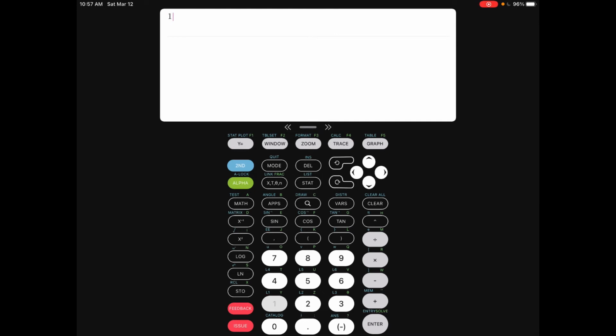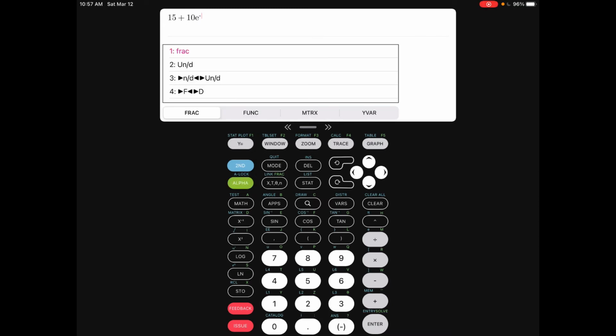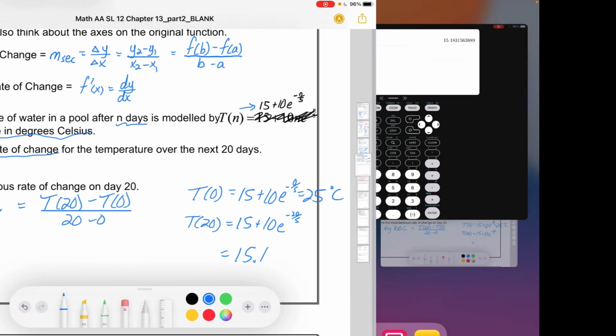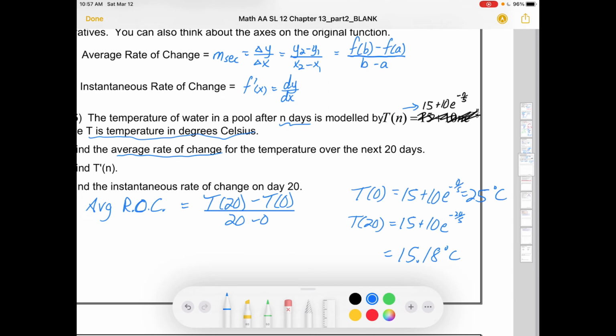I type in 15 plus 10 e to the power of negative, I'll use my fraction button here, alpha y equals 20 over 5, and I probably should have just divided 20 by 5 myself and called it negative 4. And I write it down, I get 15.18 roughly. So that's the temperature after 20 days. So it fell almost 10 degrees in 20 days.